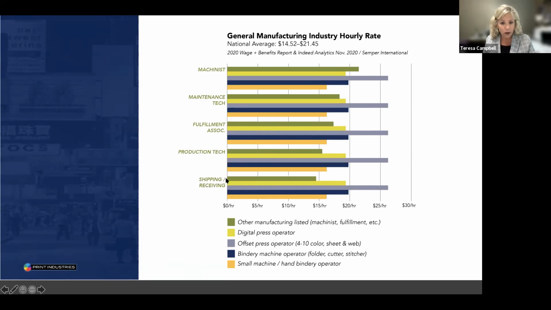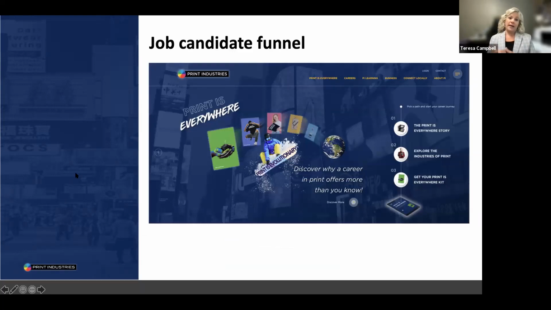So this is where I want you to see that shipping and receiving is at the bottom and could be elevated, where an individual would be happy to take a promotion, doing meaningful work, making slightly more, and you have candidates from that area. So where do we get those candidates? How do we recruit them? One is to put position openings out there for shipping and receiving and bring them in that area and move them over. Another is to use this job candidate funnel, which is Print is Everywhere.